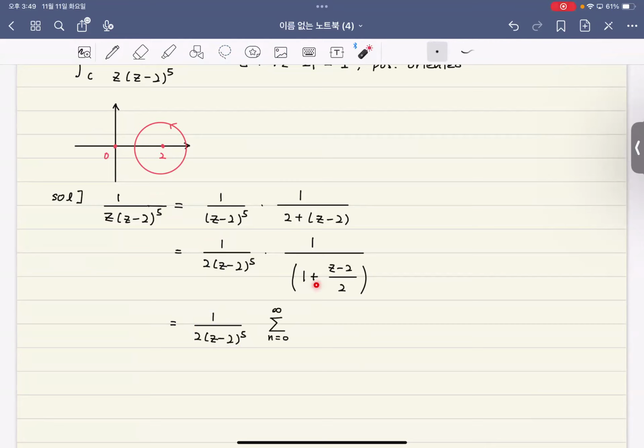Since this sign is positive, not negative, I will need an alternating factor, minus 1 to the nth over here, and z minus 2 to the n, everything divided by n. And this is true when z minus 2 is between 0 and 1. In other words, this expansion is true in this annulus from 0 to 2.